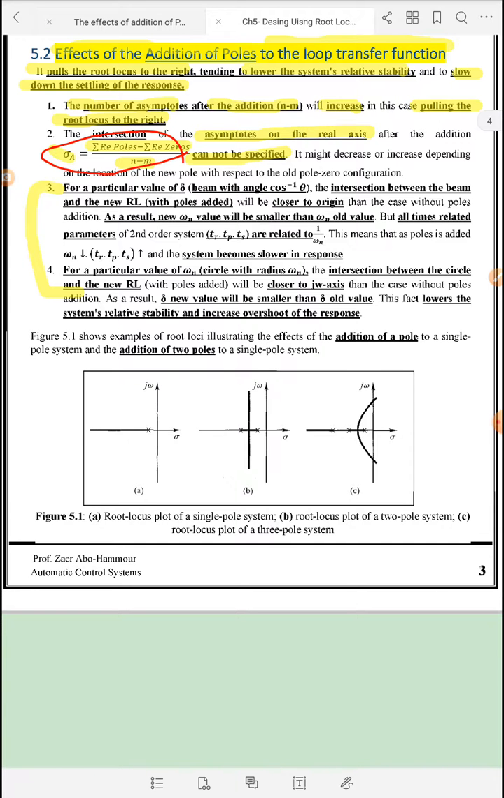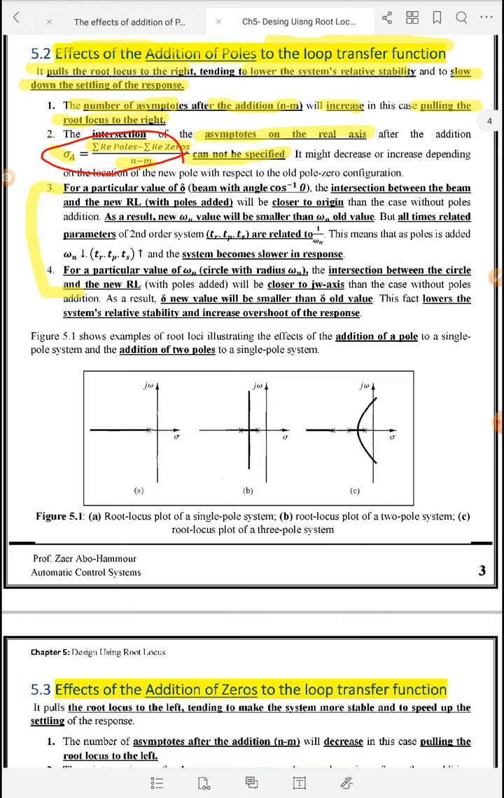We will go back to our previous slides. So this is what I have mentioned regarding a particular value of zeta. These are the two figures that we have discussed, showing that the system finally will become slower. The system after the addition of a pole will become slower because omega n is reduced and all time related parameters have increased, and for a particular value of omega n, this fact lowers the system relative stability and increases the overshoot of the system.